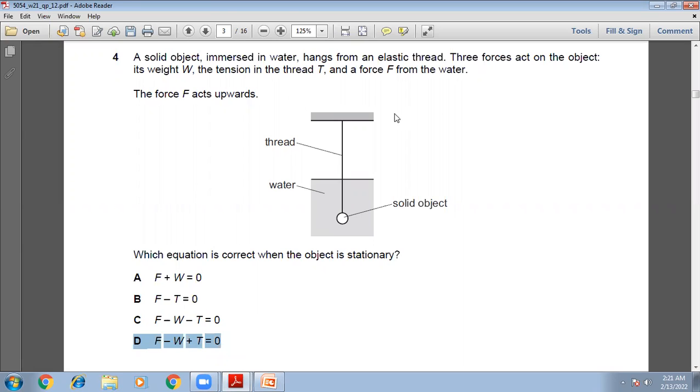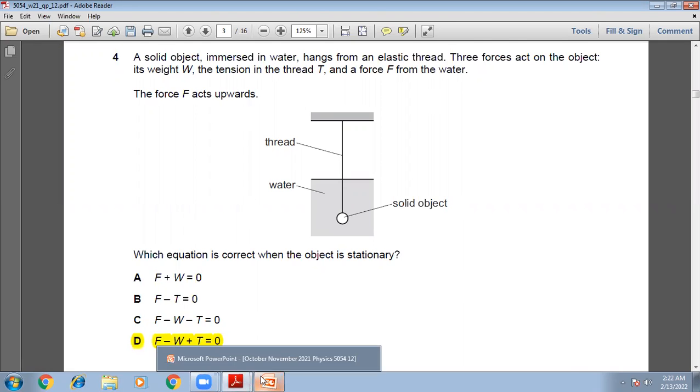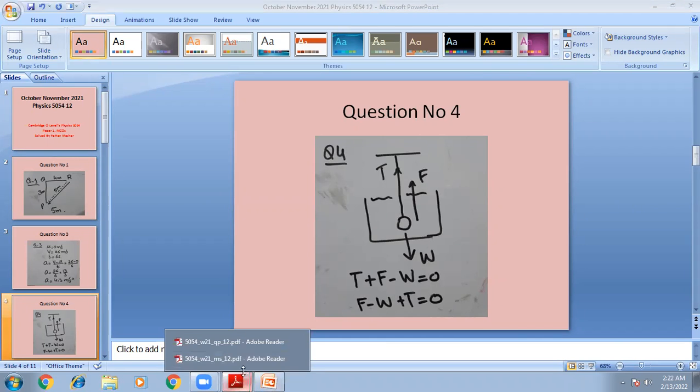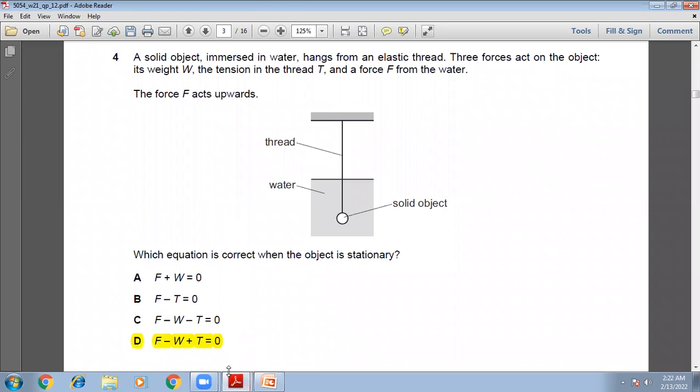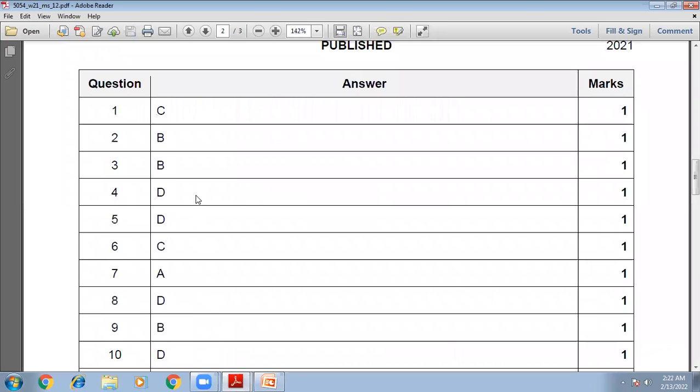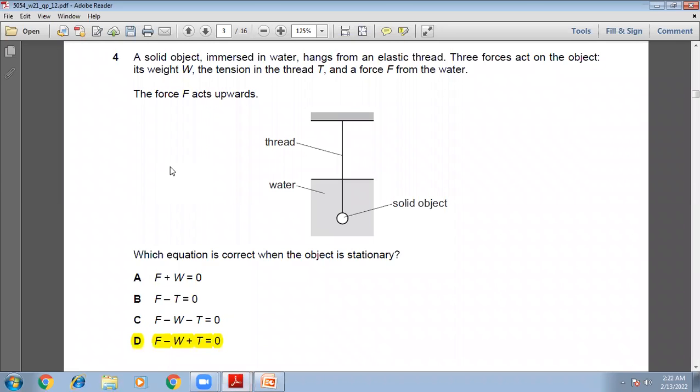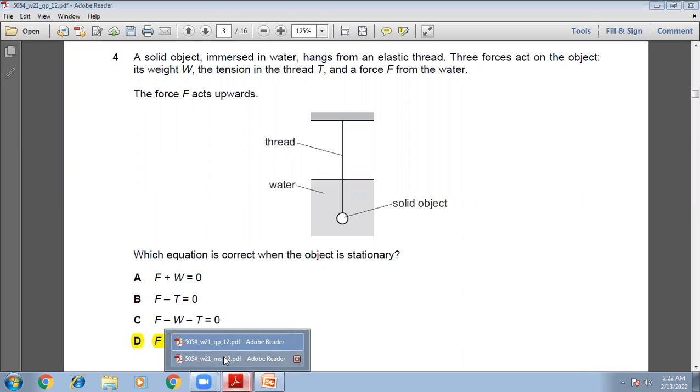So I think D is the right answer. Okay, so question number 4, D is the right answer, sir.